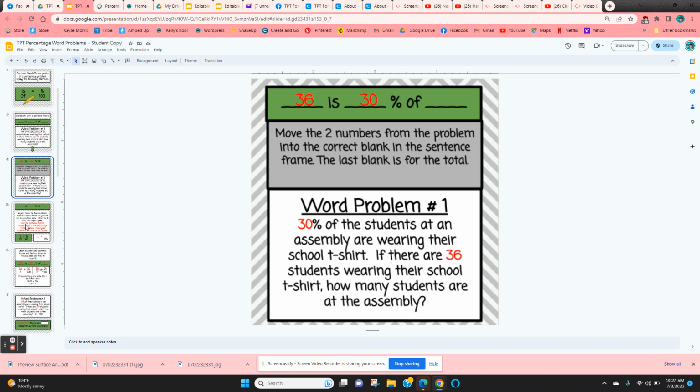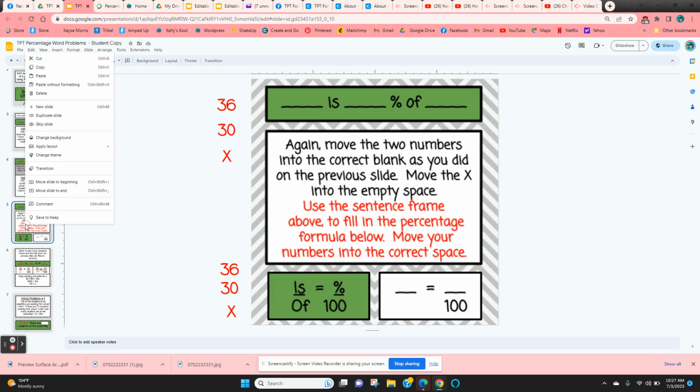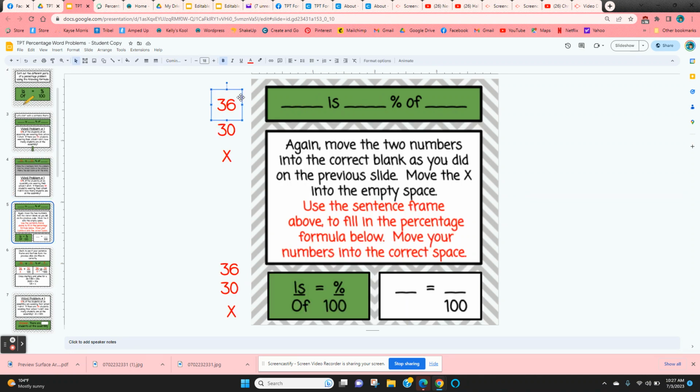On the next slide, they're just going to be repeating this again. 36 is 30. So move the numbers. Just click on the edge, click and hold, and then they can move these into place. 36 is 30% of what? We want to know that whole total of students. So this number would always be the total. This number would be a part.